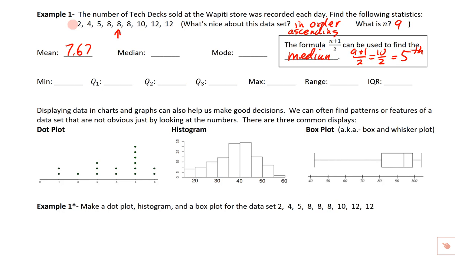Now, that works just fine for a small data set, but if you've got a data set that's got like 50 or 60 in there, you really don't want to be crossing them off. You just want to use this formula to figure out which one it is. So that's the fifth one. So the median is going to be 8.